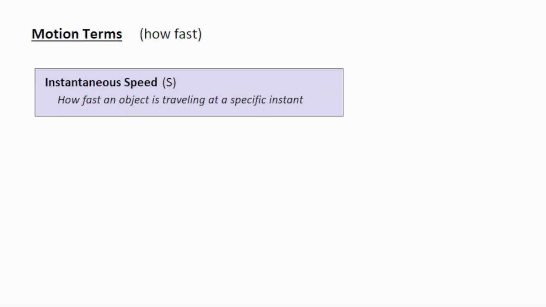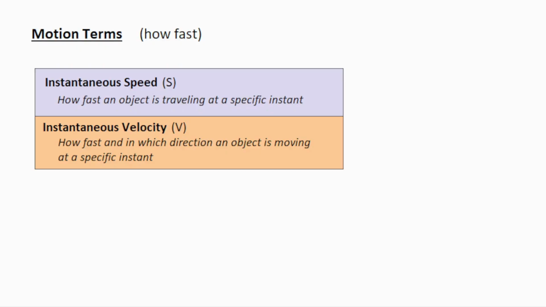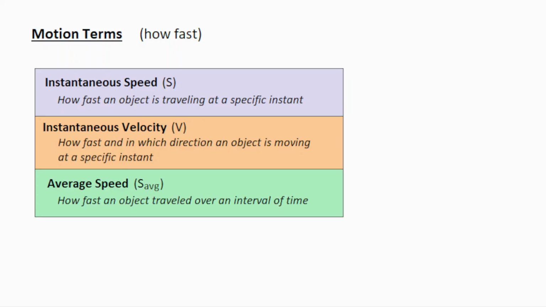Next, looking at terms related to how fast something is moving. I'll start with instantaneous speed. The variable is s. This is how fast something is traveling at a specific instant in time. Instantaneous velocity will be variable v. This is how fast something is moving, also at a specific instant in time, but now we need to factor in direction as well. Average speed will be s with subscript avg.